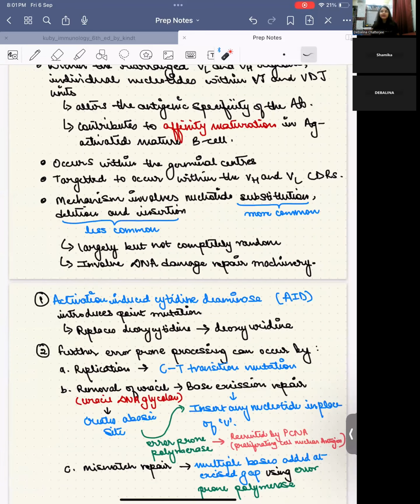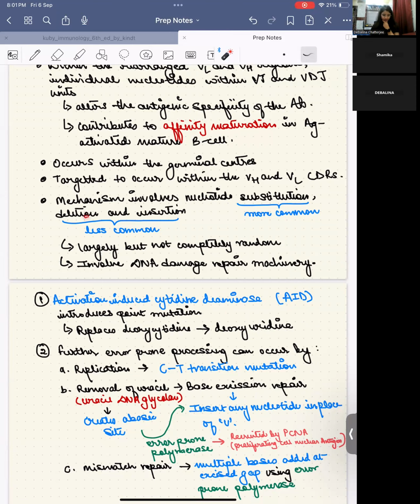But we will also see that the centrocytes, when they are entering into successive rounds of replication during the process of proliferation, by the process of hypermutation are also trying to increase the affinity of binding of the antigen to the antibody molecule.